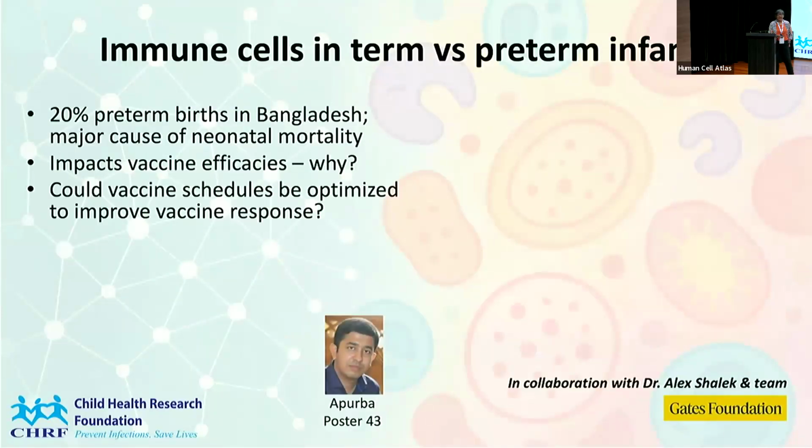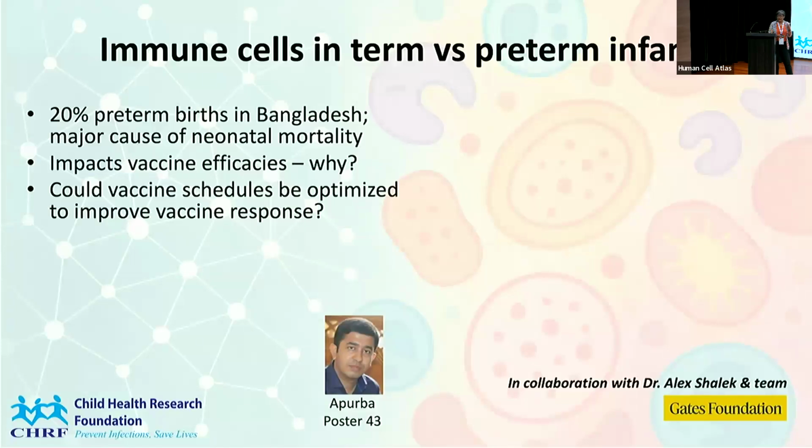The next project that we're currently working on now is basically understanding what role does gestational age play on immunity, our development of immunity to vaccines in children. So 20% of all babies that are born in Bangladesh are preterm, which means they're born before their gestational age is more than 37 weeks. So they're very tiny, they're not fully mature, they're premature, and it's a huge cause of neonatal mortality.